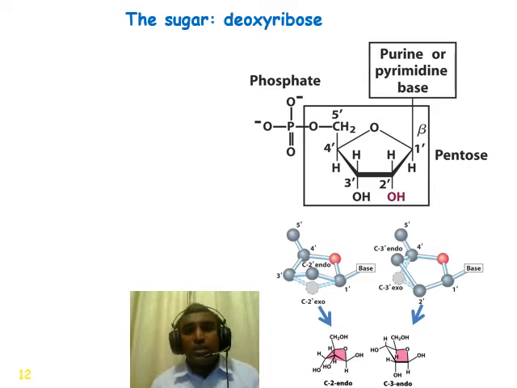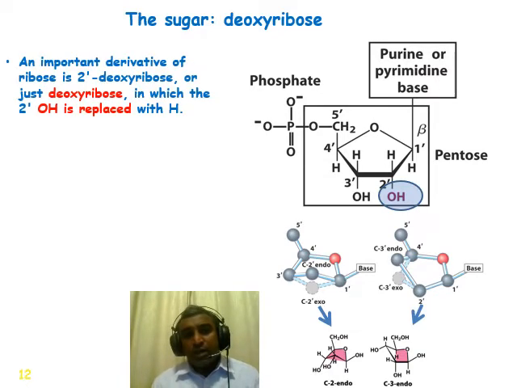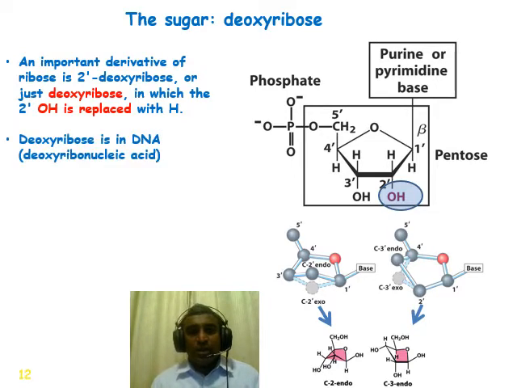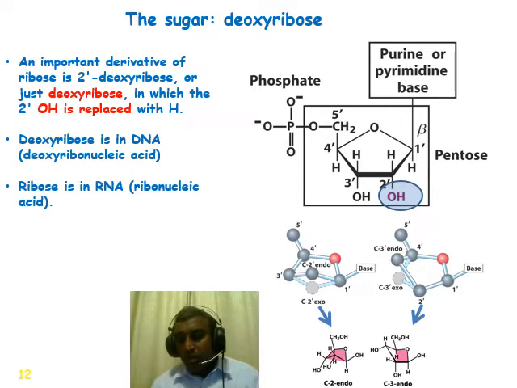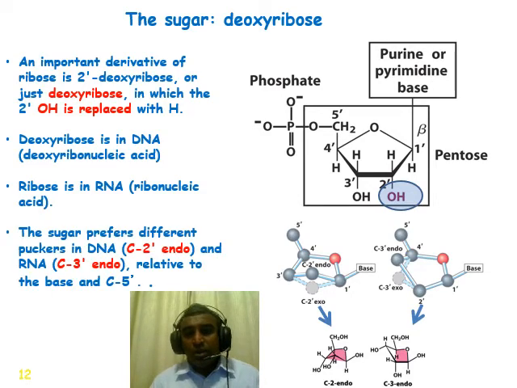Okay, this slide is detailing out the deoxyribose. If the OH here is removed and replaced with hydrogen, then it is called deoxyribose. Deoxyribose is in DNA, while ribose is in RNA. If you put the OH here, then it's a ribose.